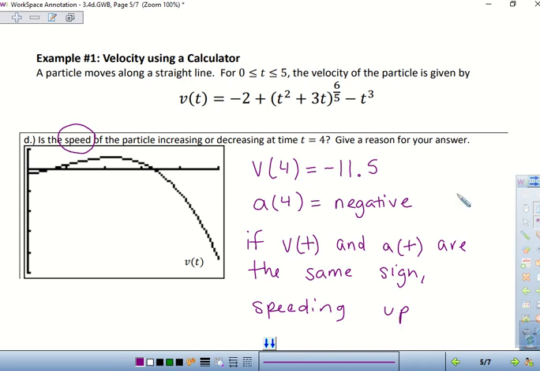So the speeding up, slowing down thing, with the velocity being the same sign as the acceleration or being the opposite, is a really important concept for this. So just make sure you understand that. The one that you're going to have on your test and quiz is going to be algebraic. I'll give you a function and I'll say evaluate the velocity and the acceleration at this time and see if they're the same sign or if they're opposite signs.